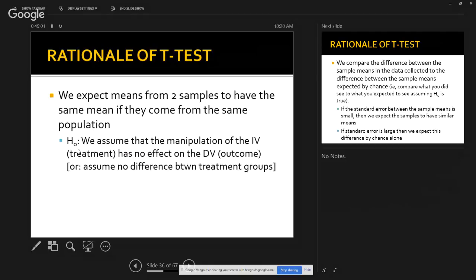So the rationale then for a t-test is we expect means from two samples to have the same mean if they come from the same population. So our null hypothesis, or H0, is that we assume that the manipulation of the treatment, the independent variable, will have no effect on our outcome, or dependent variable. That's what statistics is testing. It's assuming there will be no differences either between the groups or between conditions.